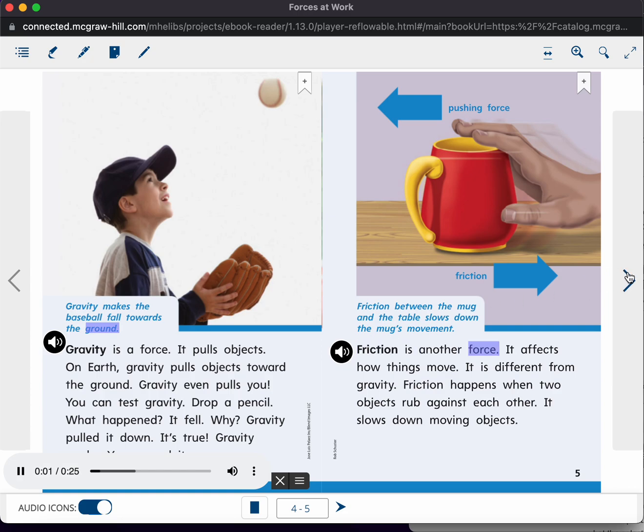Friction is another force. It affects how things move. It is different from gravity. Friction happens when two objects rub against each other. It slows down moving objects. Caption: friction between the mug and the table slows down the mug's movement. Picture labels: pushing force, friction.